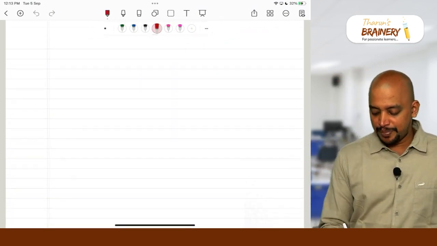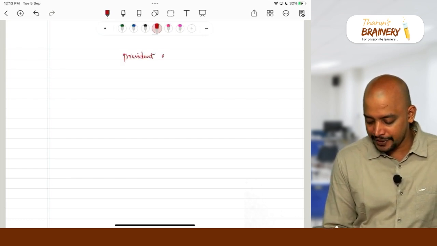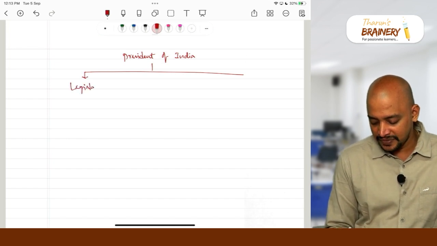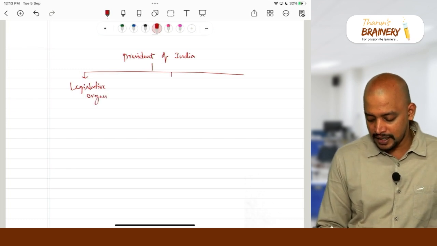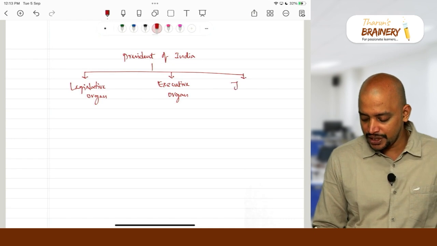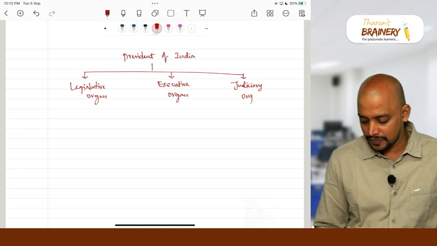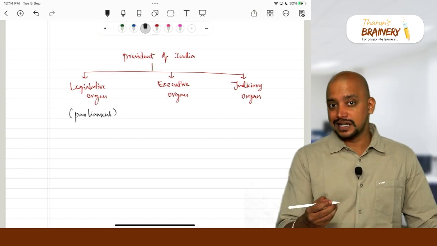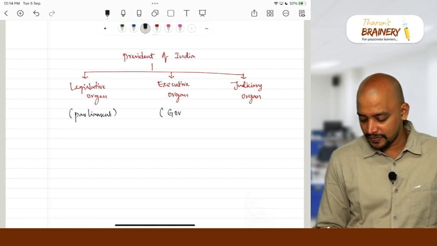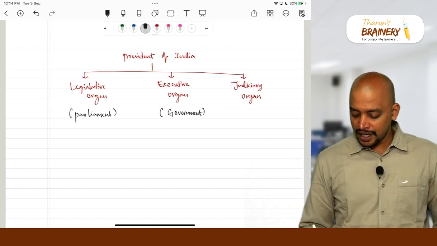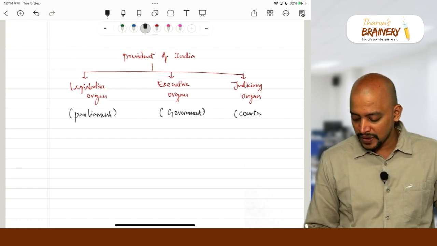So what did I tell you? President of India, and below the President of India, we have three organs: legislative organ, executive organ, and judiciary organ. Legislative organ means Parliament, both the houses, Lok Sabha and Rajya Sabha. The executive organ is the government, that is, the people's representatives form a government, so that comes under the executive organ. And the judiciary organ is the courts or tribunals.